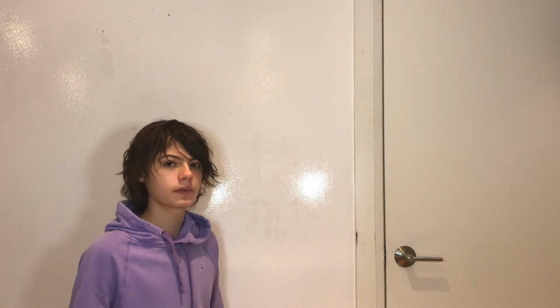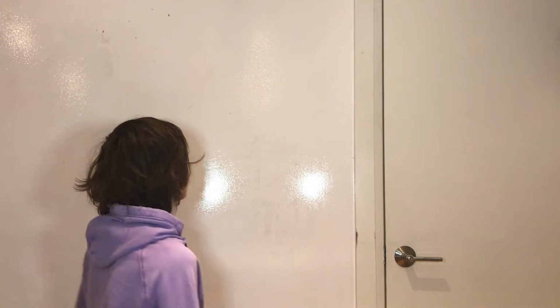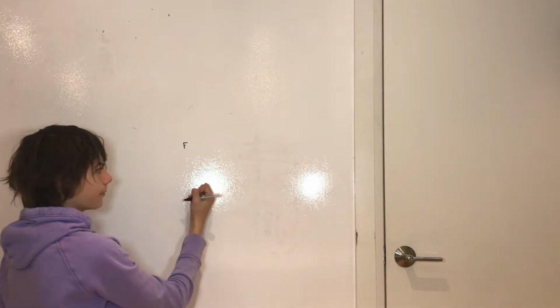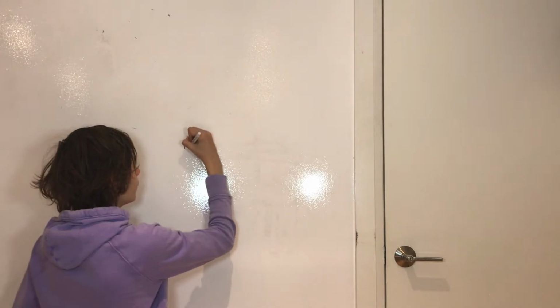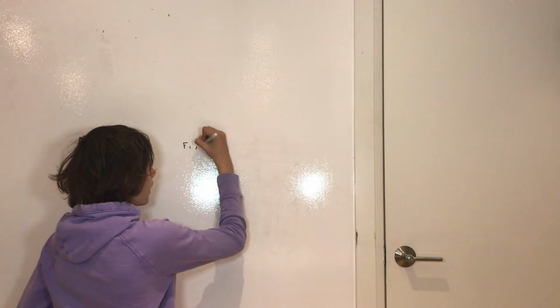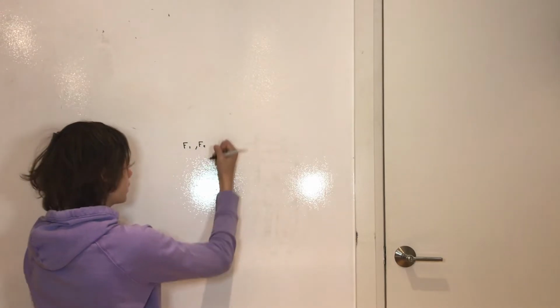Do something interesting with the Fibonacci sequence. So let's say you have some terms. We'll call them f. You're going to have f1 as the first term of the Fibonacci sequence, and then f2, and so on and so on.